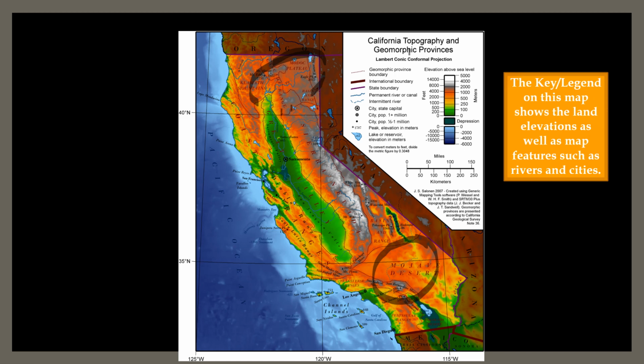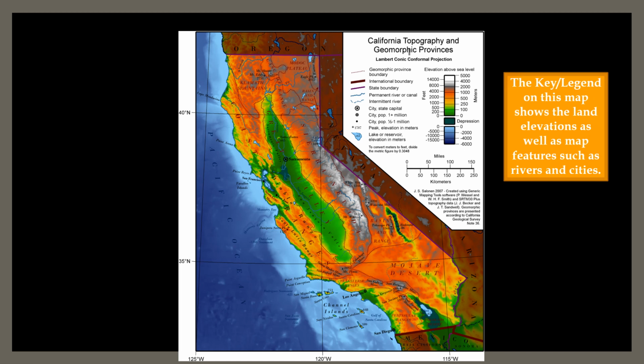Next, we have our cities, and they are showing us how big the populations are in these different cities. So the major cities in California, such as Los Angeles and San Diego, are going to have a city population of 1 million or more people. And then in the middle of California, we have San Francisco and San Jose. And those cities, as denoted on our key, are going to have a city population of 500,000 to 1 million people.